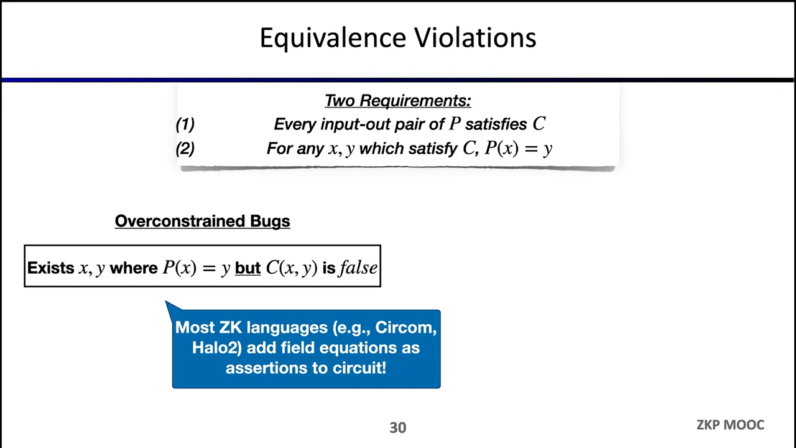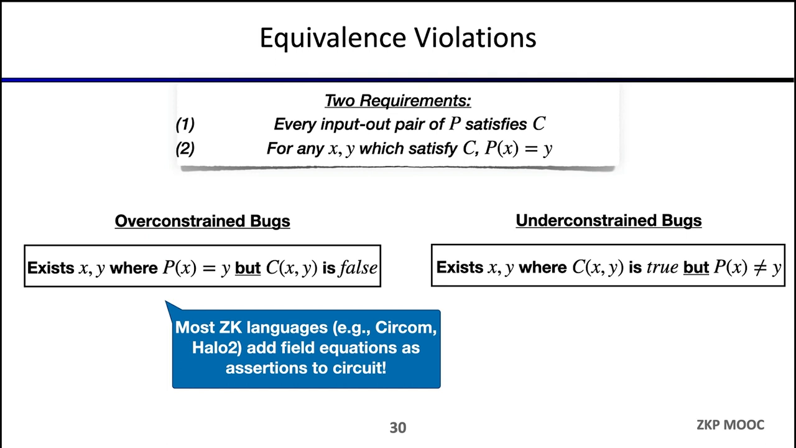And most importantly, in most ZK programming languages such as Circom and Halo 2, those equations and constraints are actually encoded as assertions in the circuit. Which means that once an over-constrained bug happens, which means that it satisfies the original witness computation but violates those constraints, you can immediately see the assertion failures during the execution of the circuit. So a lot of them are actually identified during the development phase. However, on the other hand, the second type of bug, which is what we call an under-constrained bug, is actually much, much trickier.